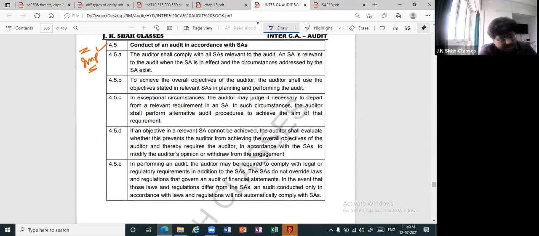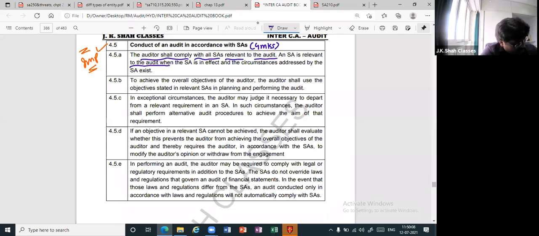Conduct of an audit in accordance with SAs. The auditor shall comply with all the SAs which are relevant to the audit. An SA is relevant to the audit when the circumstances addressed by the SA exist. It means there should be a circumstance for that SA to become applicable. For a simple example, for SA 505 to be applicable, there has to be an external party. Only then can I do external confirmation. Else can I do external confirmation? No. So there has to be a circumstance present. Only then that standard becomes applicable.